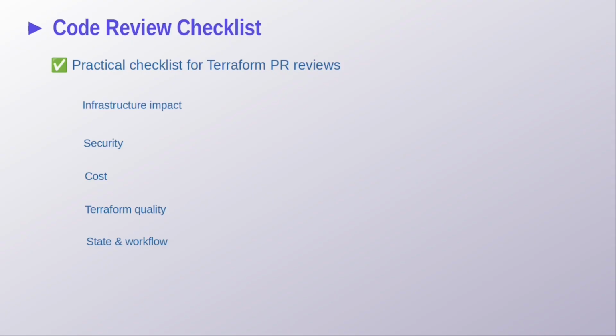Code review: humans are still the master. Automation is powerful, but humans are the final defense. Terraform code review checklist. First, infrastructure impact: any resource destruction, any forced recreation, and production impact. Next, security: IAM least privilege permissions, public access, encryption enabled. Next, cost: instance size reasonable, expensive services, auto scaling enabled.